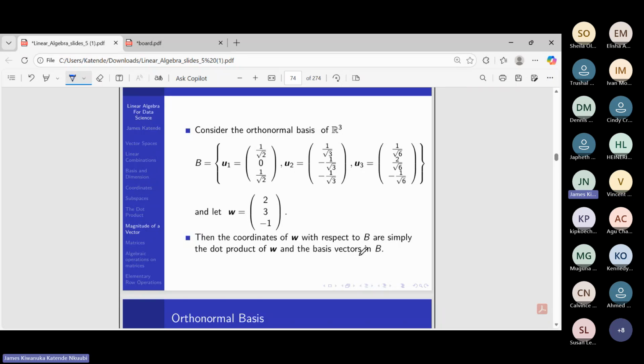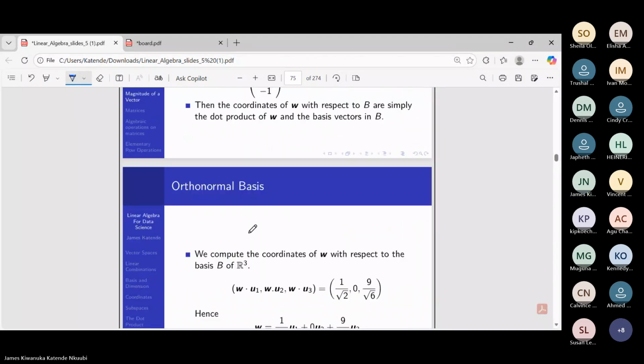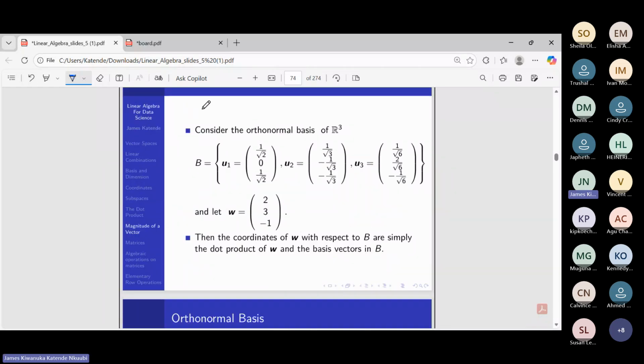If you want to write this vector W as a linear combination of the vectors in the basis B, where the basis B consists of orthonormal vectors, then you can find the coefficients quite easily by computing just dot products. The aim is this: we have W, and I want to write W as a linear combination of these vectors.